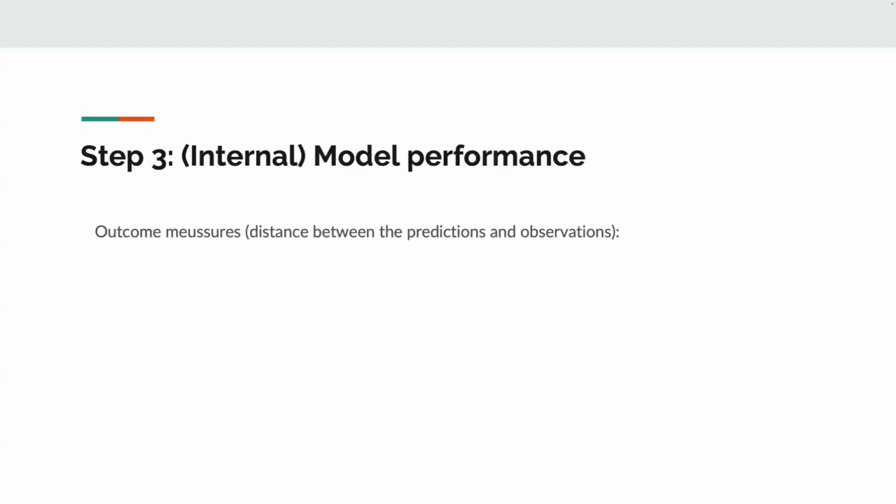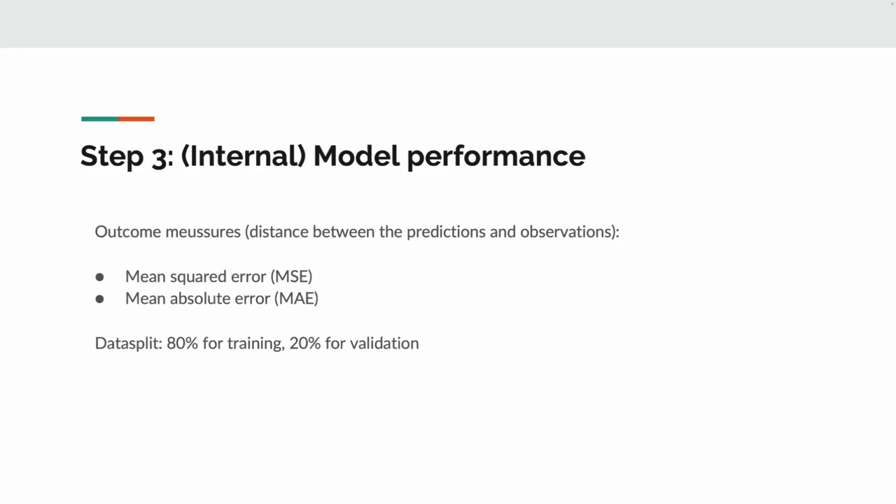Now let's look at the performance of the model, the internal performance. So we have some outcome measures. Like I said before, we're doing forecasting, and the outcome measures weigh the distance between the predictions and the observations. We have the mean squared error, which is just the squared error, and the mean absolute error. We use these two terms. We train the model with the mean squared error, but it's hard to interpret. That's why we use the mean absolute error, because it's a bit nicer to interpret.